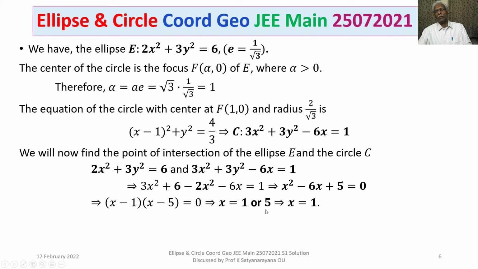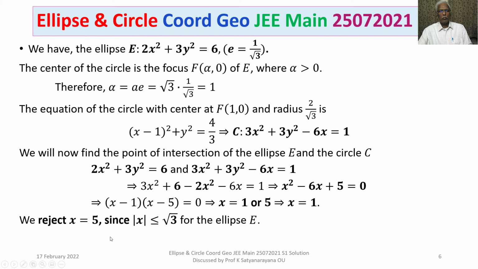We reject x = 5. Why? The reason is, for this ellipse, |x| ≤ root 3. Therefore, x = 5 is not satisfying that one. Therefore, we reject x = 5 because |x| ≤ root 3 for our ellipse E. So, we have only x = 1. When x = 1, what is the y? Those will be the 2 points for P and Q.